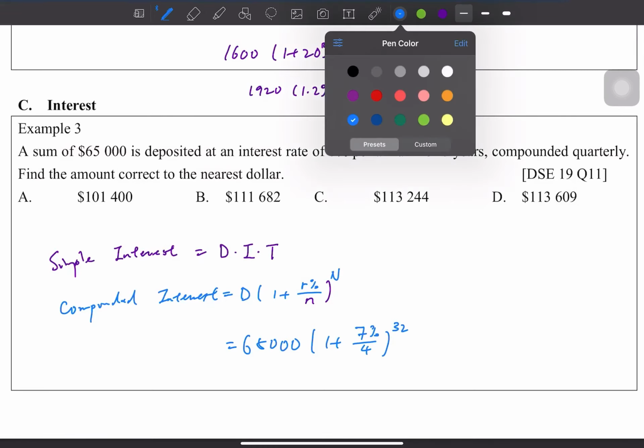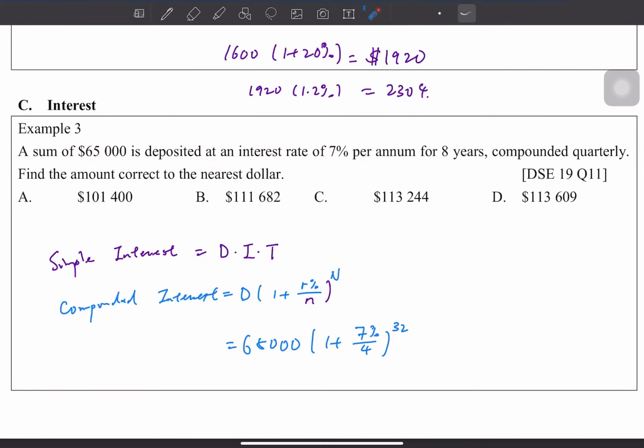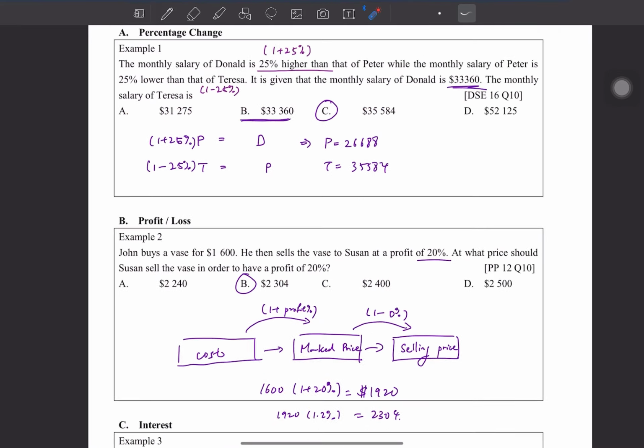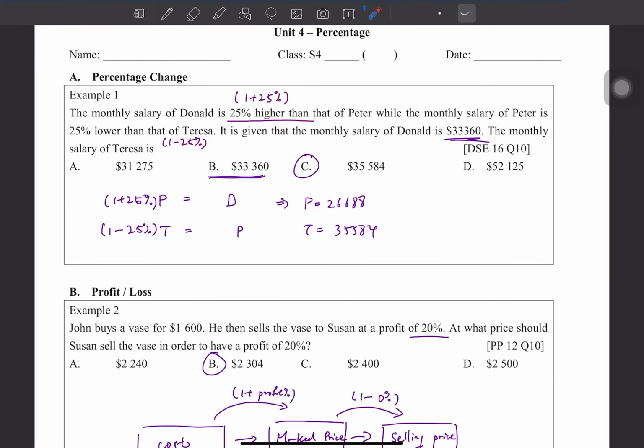So bear in mind, you need to remember the formula of simple interest and compound interest. If you remember the formula, you can find the answer easily for compound interest. And in public exam, there are 3 types of questions related to percentage: simple percentage change, interest rate, and profit or loss. Remember some basic techniques. We'll do more questions during the lesson.